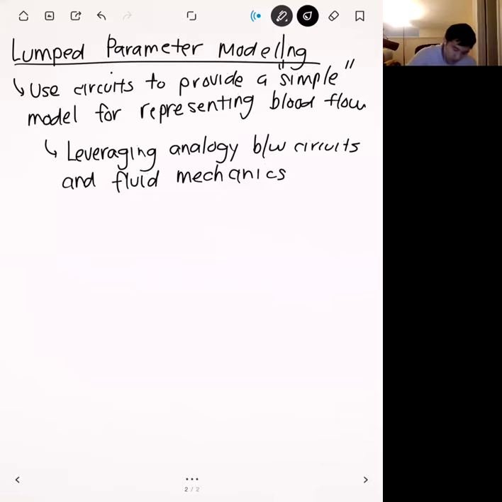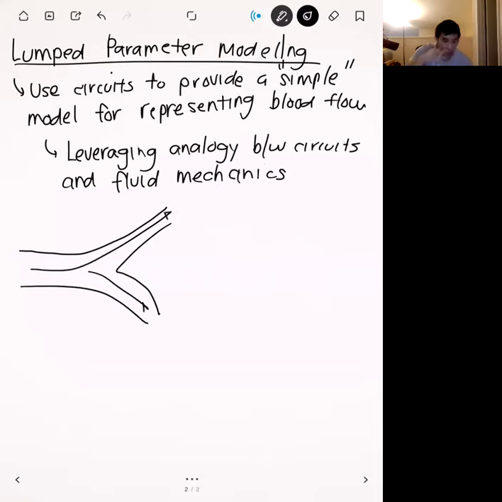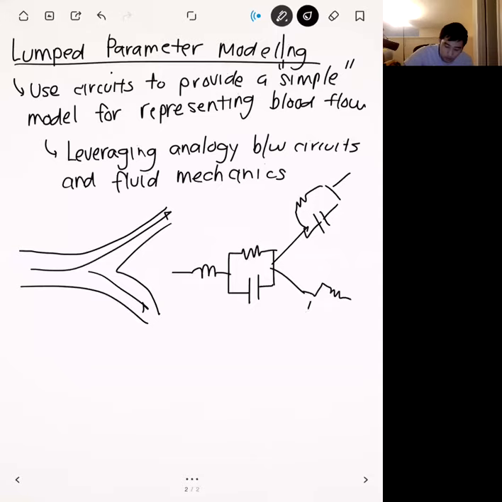The example in the lecture notes looks something like this. Let's say we have a branching vessel, and now let's represent it with a circuit. The circuit might have some inductance, then its resistance and capacitance, and then the path is going to split. On this side, let's say we only have resistance and capacitance. So for every blood vessel or segment of blood, you can replace it with a collection of circuit elements to emulate its behavior.